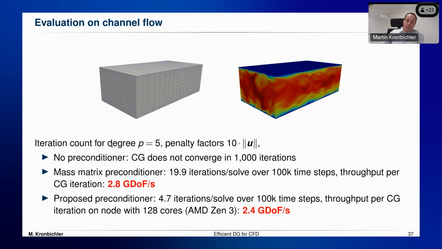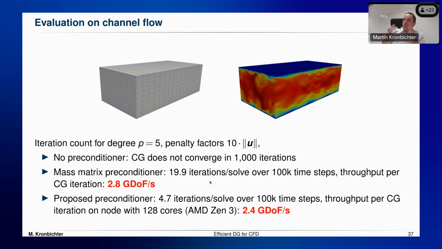I just want to give you some illustration here. If I use a penalty factor of 10 times the velocity and some mesh scaling, depending on what exactly of the two terms you are using, I have polynomial degree 5. If I use no preconditioner, the conjugate gradient method would not converge in 1,000 iterations. Without a preconditioner, this huge condition number, with large eigenvalues from the penalized terms and small ones, just makes you explode. If I use the mass matrix as a preconditioner, I get around 20 iterations per solve, averaged over 100,000 time steps.